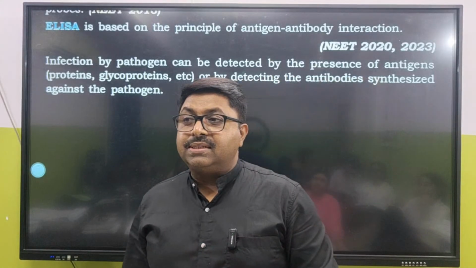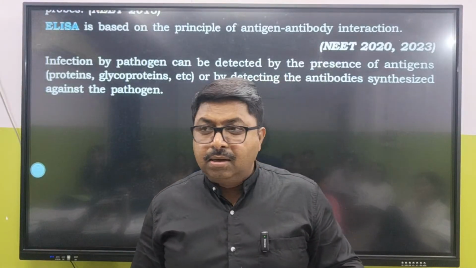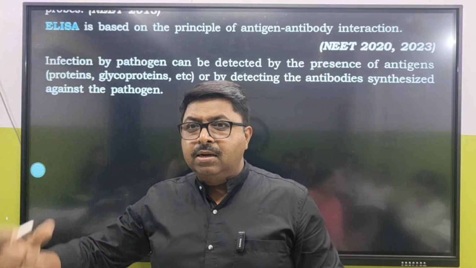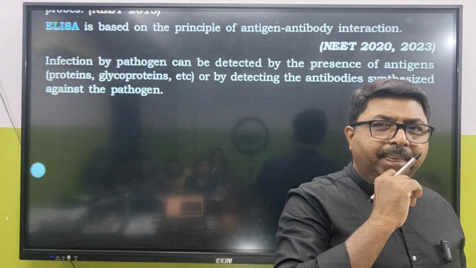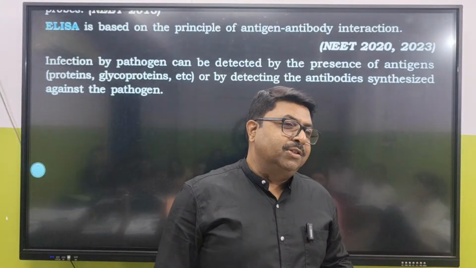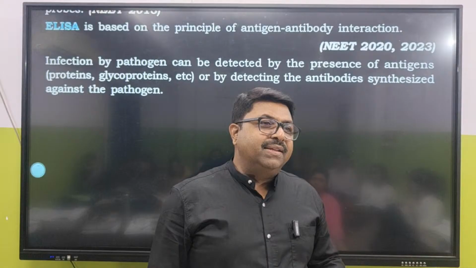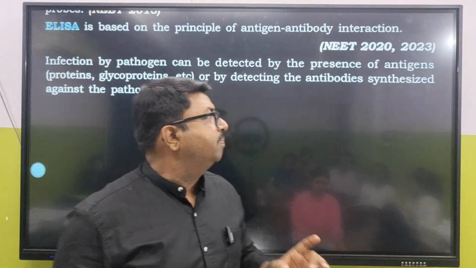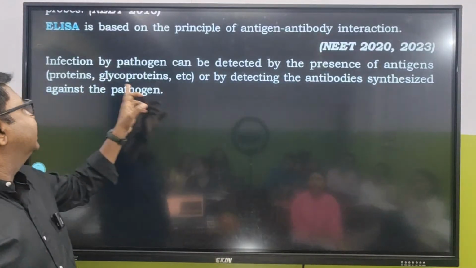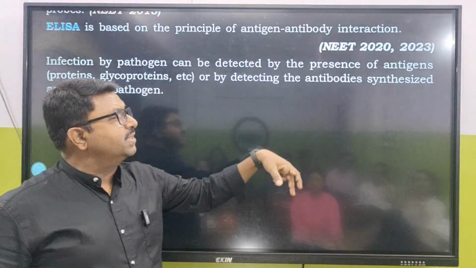What is the next option? It's the second option. The moment he opened the door and found that person, he took a stick and started running to hit him. He will kill him. This is called immunogenicity. So all immunogens are antigens, but all antigens are not immunogens. Infection by pathogen can be detected by the presence of antigens, proteins or glycoproteins, or by detecting the antibodies synthesized against the pathogen.